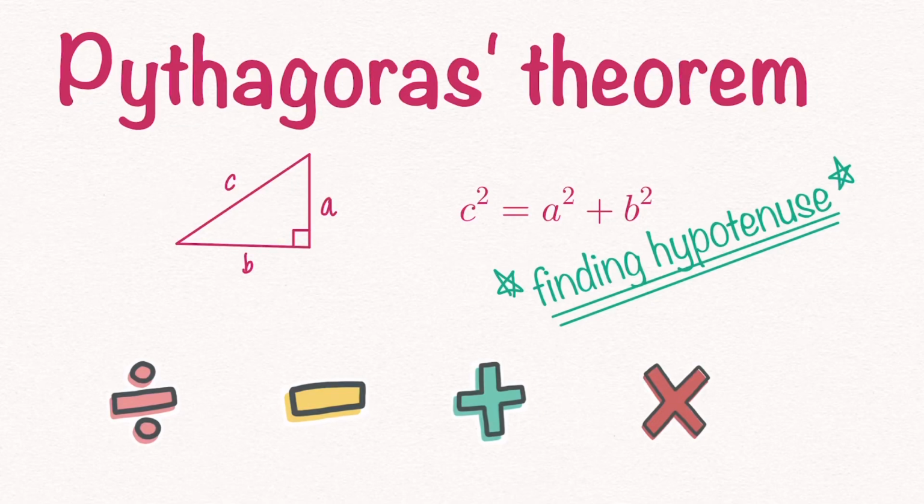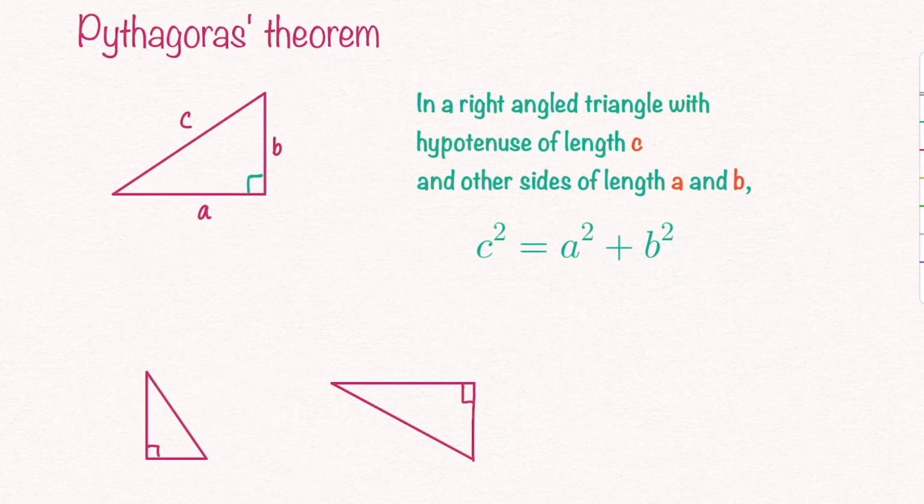Welcome to Online Math. In this lesson, we're going to use Pythagoras' theorem to find the hypotenuse of a right-angled triangle. To understand what Pythagoras' theorem is about, we first need to know what right-angled triangles are.